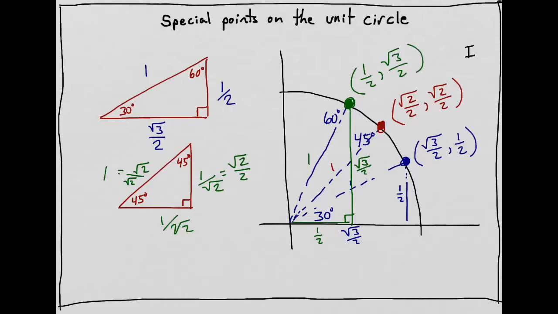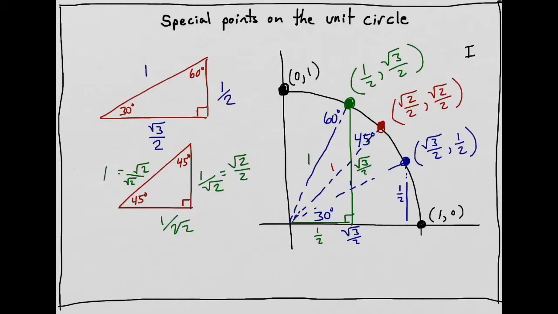We can complete our picture of the first quadrant by thinking of the point on the y-axis. The coordinates there are 0 and 1. The point on the x-axis has coordinates 1 and 0.